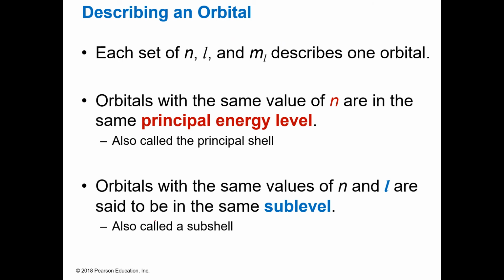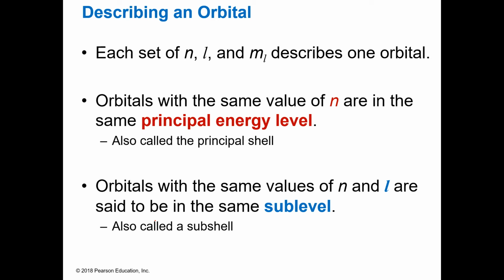All right, now we're going to put it all together. We describe one orbital. It's going to have its own N, L, and ML values. And then if we're talking about each electron in the orbital, N, L, and ML will be the same, but your MS will be different.